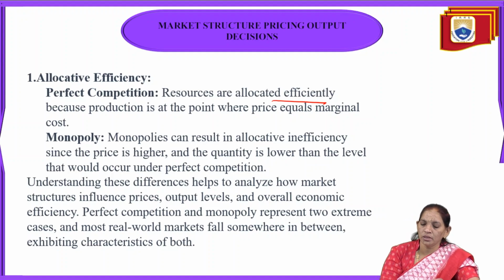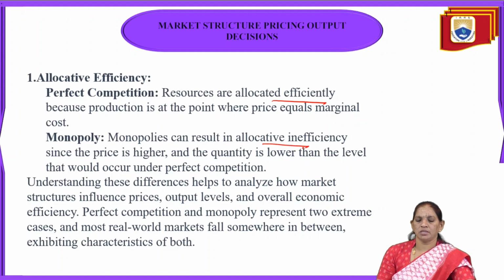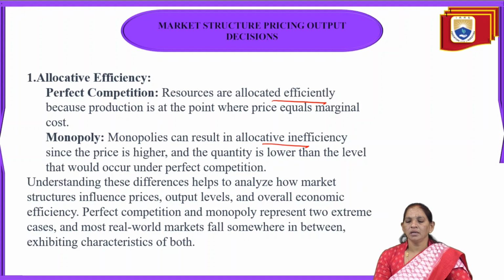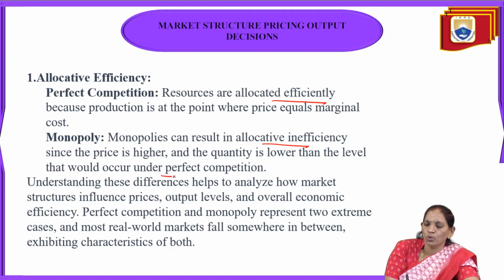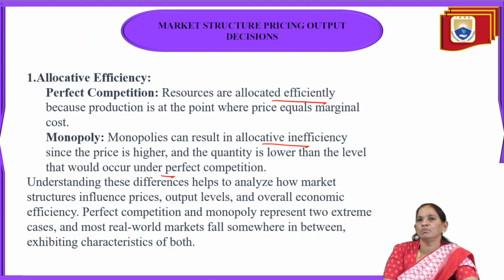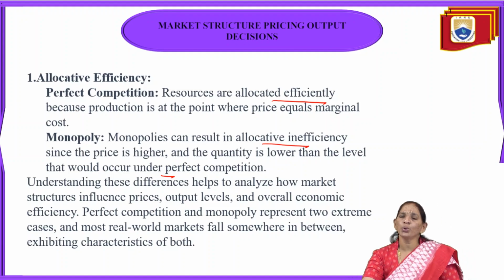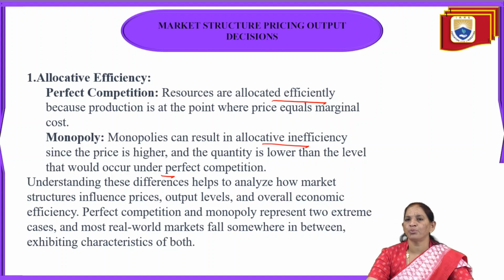But when it comes under the monopoly, it results in allocative inefficiency, since price is higher and quantity is lower than we would see under perfect competition. This means we can identify inefficient allocation of resources, where sometimes they don't utilize the resources effectively, as the organization is getting more profits.